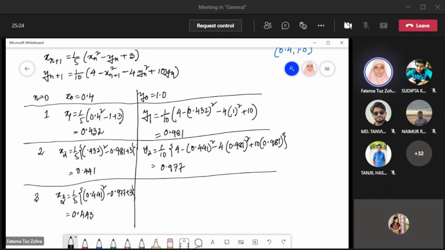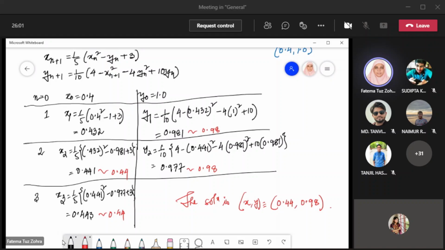Okay. So in that way you can just stop because already these two digits are same. So the round off term for this one is 0.98, for this one 0.98, for this one 0.44, and for this one 0.44. So you can stop it here. So the solution is the answer.